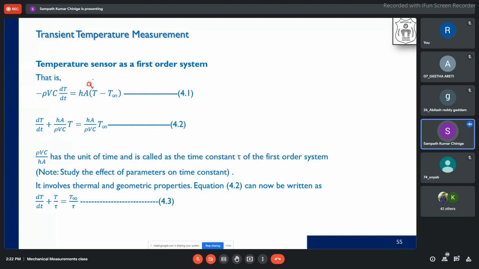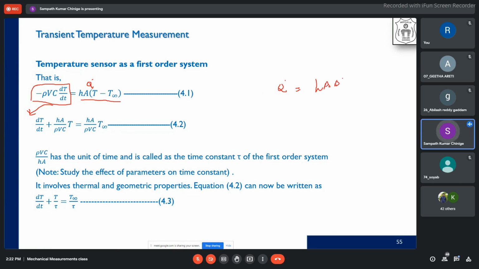So therefore, for the temperature sensor as a first order system, you know Q, you have seen the convection equation: Q is equivalent to hA(T minus T infinity), which is also equivalent to minus rho Vc dT by dt. This is the unsteady term. This is the heat transfer rate, the net heat transfer, whatever heat is coming in and going out, which is nothing but hA delta T.